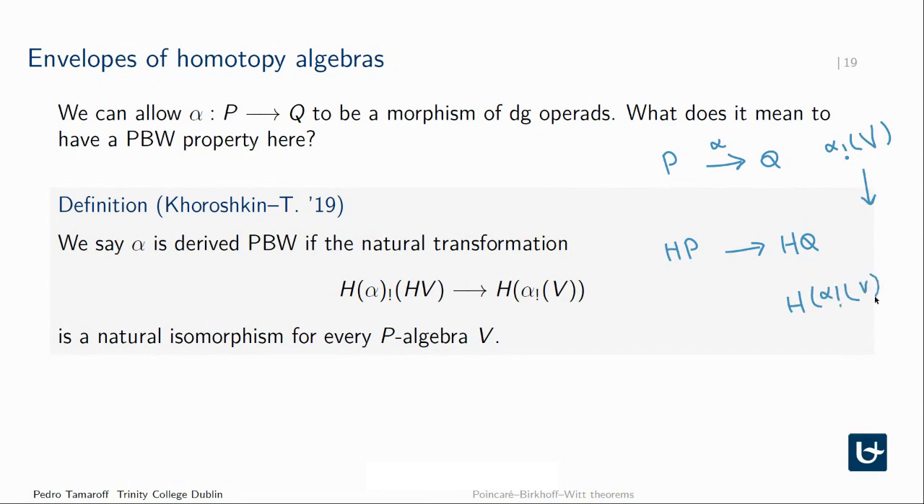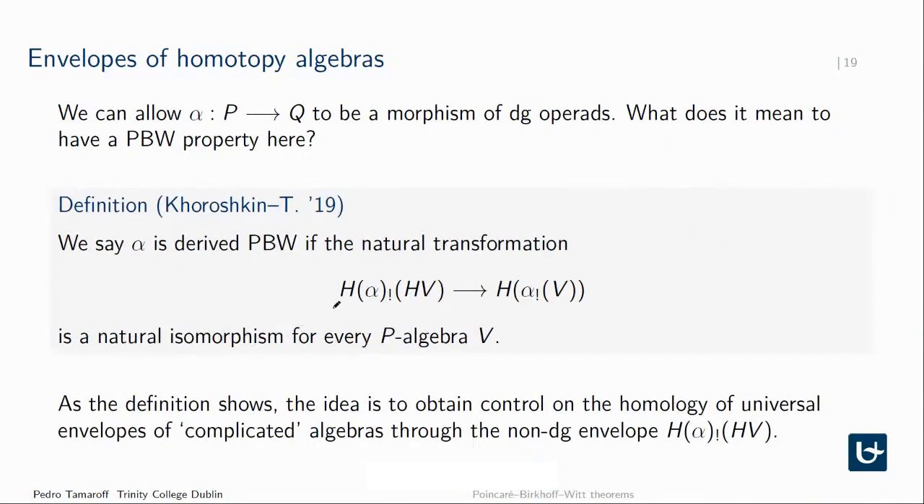So that is H of the pushforward of V. But on the other hand, I could compute the homology of V, and then push it forward: H of A, push forward H of V. And because this object here is universal, it produces a map, which is the map that I wrote here. And I will say that this alpha is derived PBW, or if you want DG PBW, whenever this natural transformation is a natural isomorphism for every P algebra V that I feed it. And you will observe immediately that this condition is kind of empty if alpha and P and Q are non-DG, because then this is the identity. So I'm saying something slightly different here.